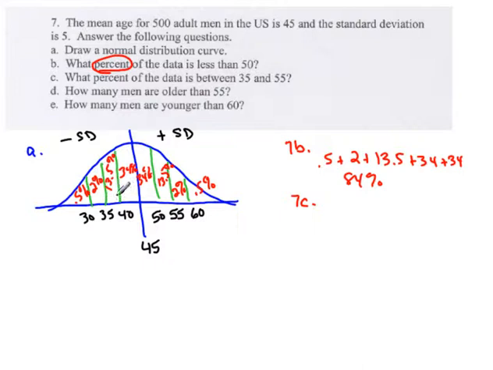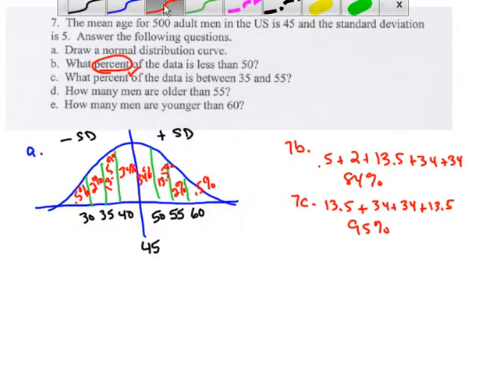7C is exactly the same, but now you're going to pick the values between 35 and 55. So from here to here. Okay? And those values are 13.5, 34, 34, and 13.5. And when you add those together, you get 95%. Again, what percent? Answers a percent.